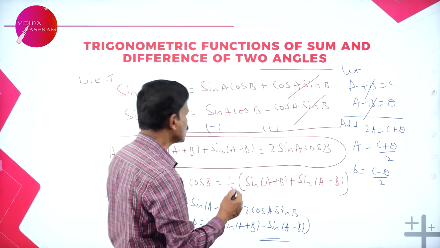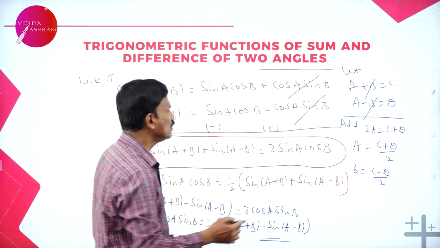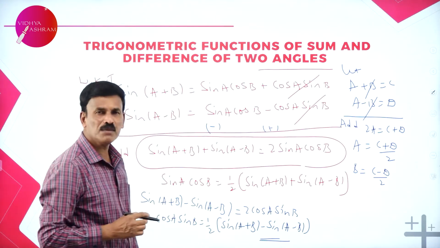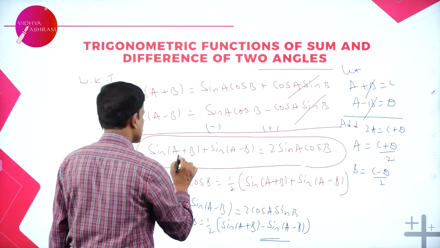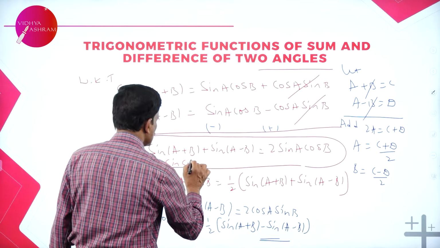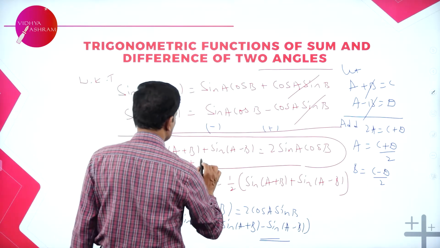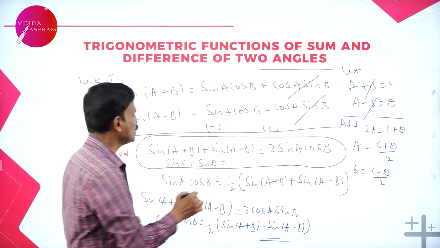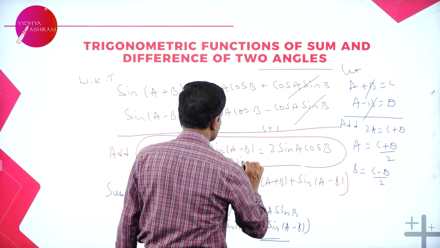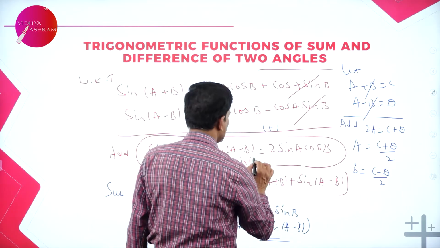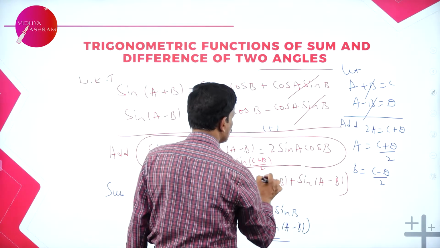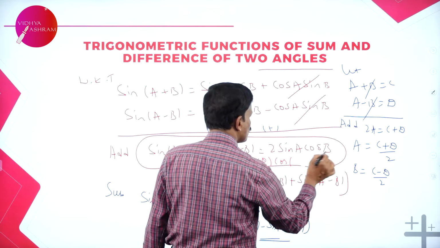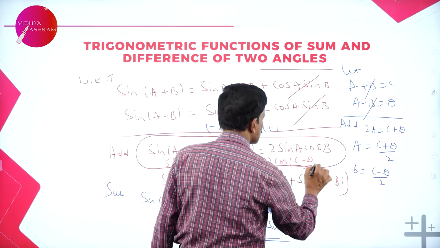Okay, now let us substitute these values in this equation. If a plus b is replaced by c and a minus b is replaced by d, sin c plus sin d. Sin c plus sin d is equal to 2 times sin of, what is a? A is equal to (c plus d) divided by 2, into cos of b, where b is equal to (c minus d) by 2.